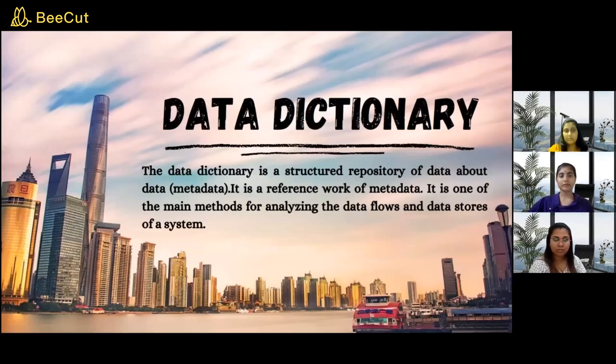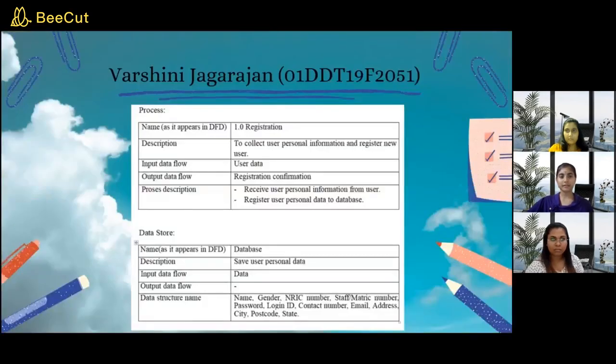Next, let's look into the data dictionary. The data dictionary is a structured repository of data about data, which is metadata. It is a reference work of metadata. It is one of the main methods for analyzing the data flows and data stores of a system. This is the data dictionary done by me, Varshni Jagarajan.